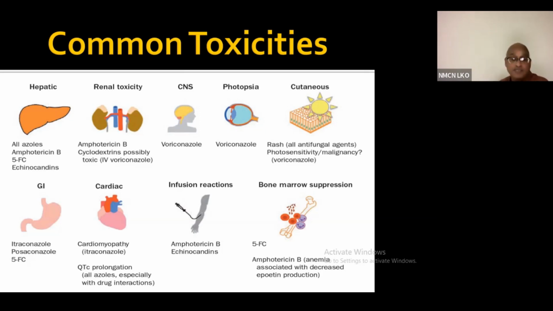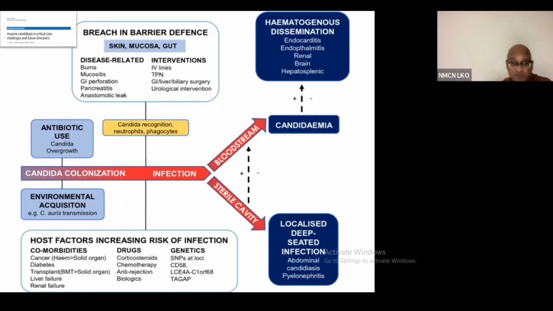Cardiac: itraconazole, cardiomyopathies. QTc prolongation, all azoles. Remember this for arrhythmic patients. If your patient is having arrhythmia, try and avoid azoles because of QTc prolongation, and you can have more arrhythmogenic potential in these patients. Amphotericin B, again, has more infusion-related problems. Echinocandins also infusion related. And 5-FC and amphotericin B can all cause anemia, associated with reduced erythropoietin production.